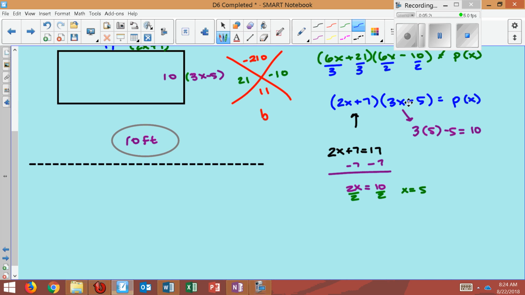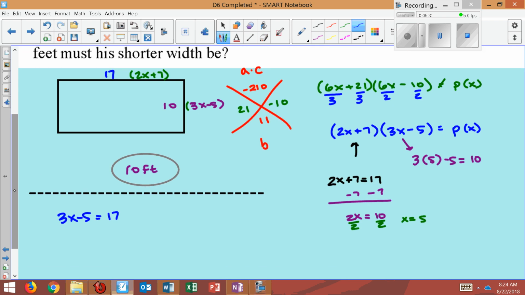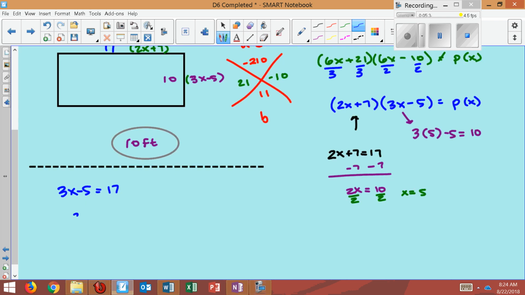What if we would have thought, I think 3x minus 5 is going to equal that 17 for the longer side. Let's solve and see what happens. When you add the 5, you get 22. So 3x equals 22, and then we would divide that by 3. And so we'd find out that x is 22 over 3, which is basically 7.3 repeating. So I'm just going to say roughly, approximately 7.3.